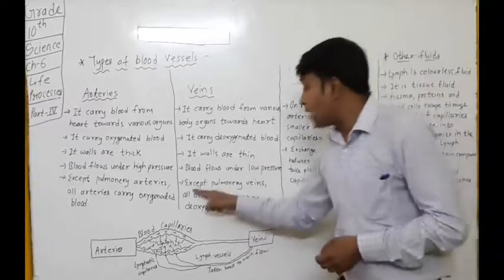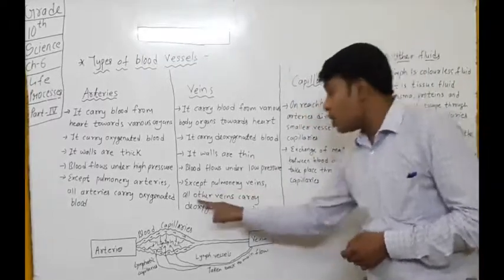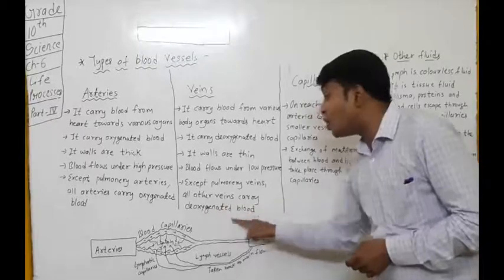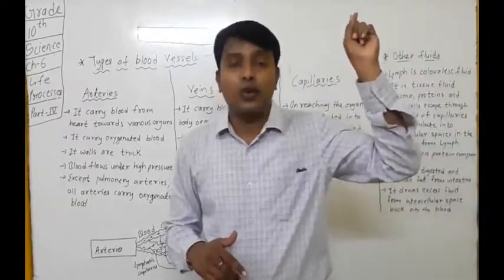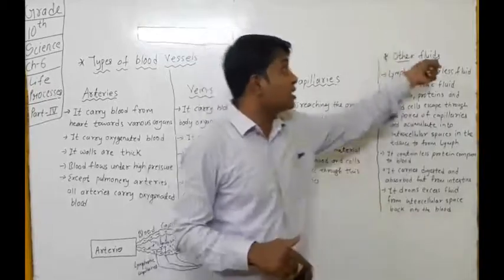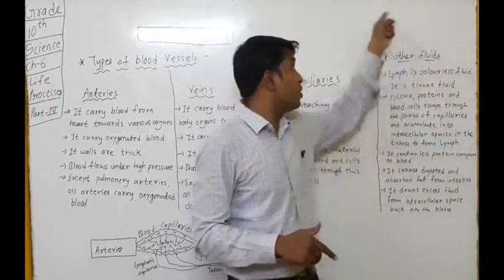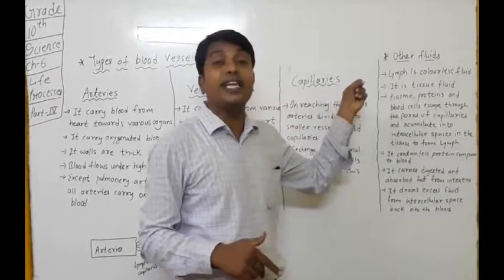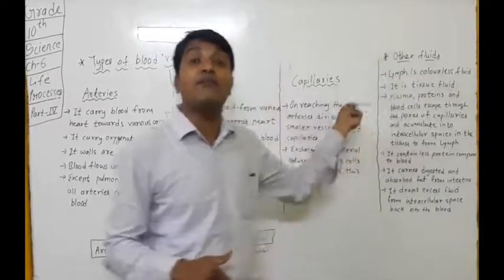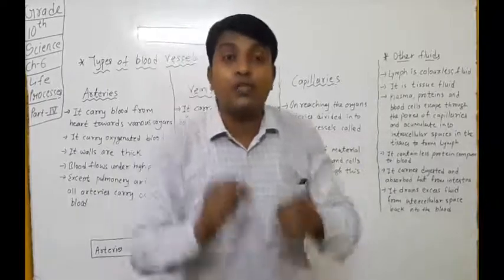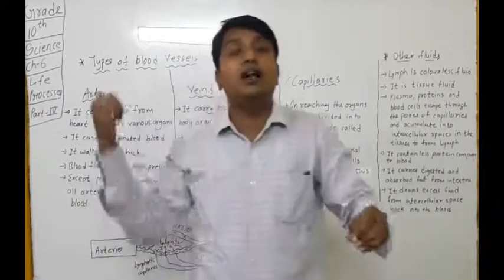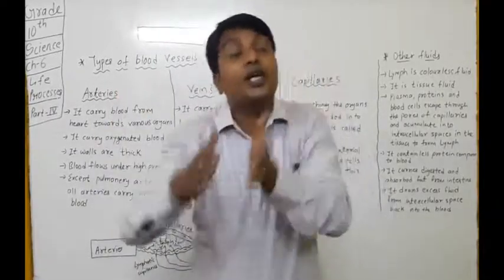Okay, and except the pulmonary vein, all other veins carry deoxygenated blood. Again, refer to that diagram of blood circulation. In that I have drawn the lungs. Here I have drawn the lungs. Then from here I have drawn one vein which is carrying the blood from the lungs to the left atrium. And that blood was pure blood, because once the blood comes out from the lungs, it is converted into pure blood.